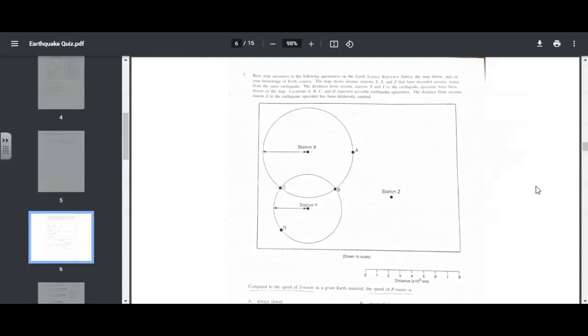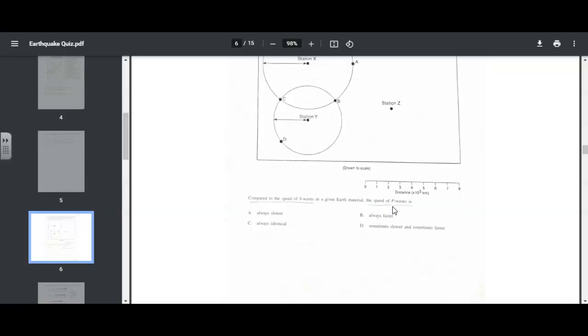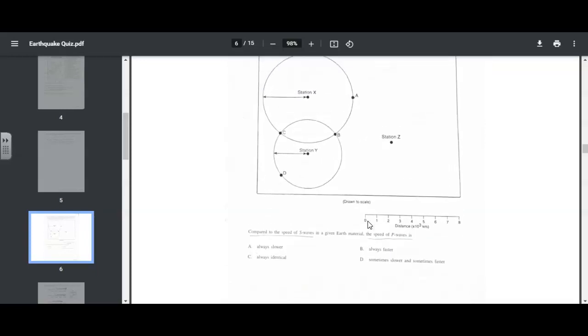Number 7. We have some seismic stations here. We have station X, station Y, and station Z. The distances from X and Y to the earthquake epicenter have been drawn on the map, but Z's distance is left out. So basically, this doesn't have a ton to do with this picture.